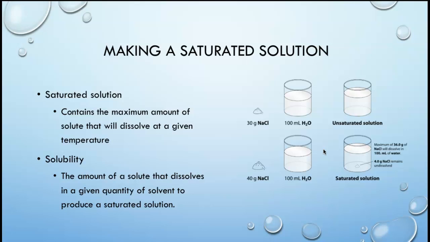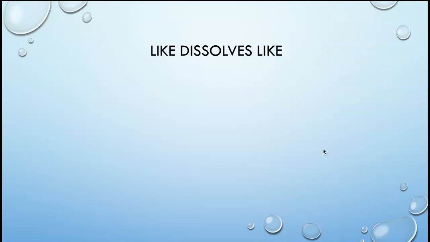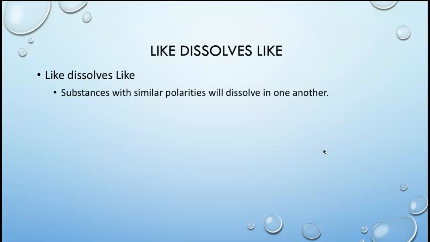So, we want to talk about what are some factors that affect solubility. And there are 3 of them that we're going to go over. First one is like dissolves like. The second one is temperature. And the third one is pressure. So, first of all, like dissolves like. Like dissolves like refers to chemical structure. And in general, the more similar two substances are, the more likely they will be to dissolve in one another.